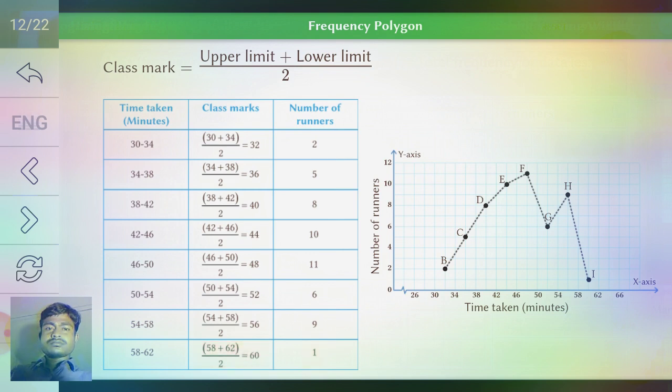We next plot the class mark for the class just below the lowest class, 30 to 34, with 0 frequency. That is, class 26 to 30 is marked as A (28,0). We also must plot the class mark of the class 62 to 66, which is immediately after the highest class 58 to 62 with 0 frequency. That is J (64,0).